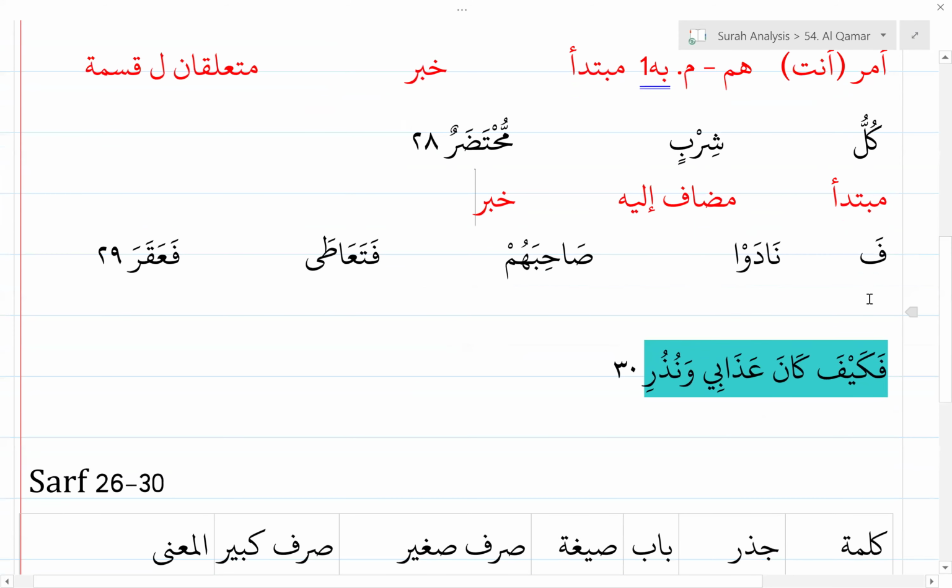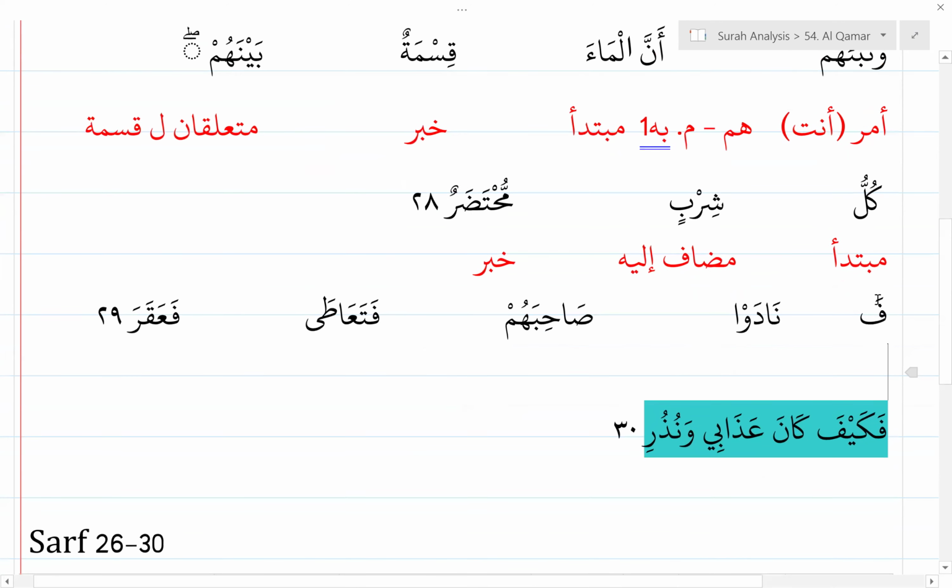فنادوا صاحبهم فتعاطى فعقر. So this should be استنافية. We can take it as استنافي. There are two ways in which they have described this fa. They have described it as fa حرف عطف, so كل شرب محتضر فنادوا صاحبهم. They have looked at it that way. The other way of looking at it is fa fasiha. I find this one more convincing as a fa fasiha.